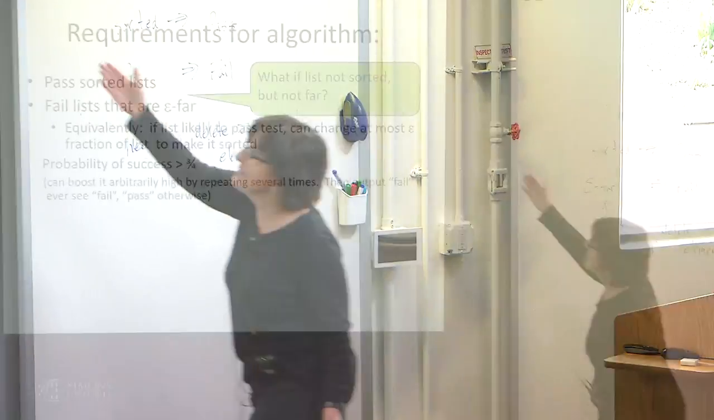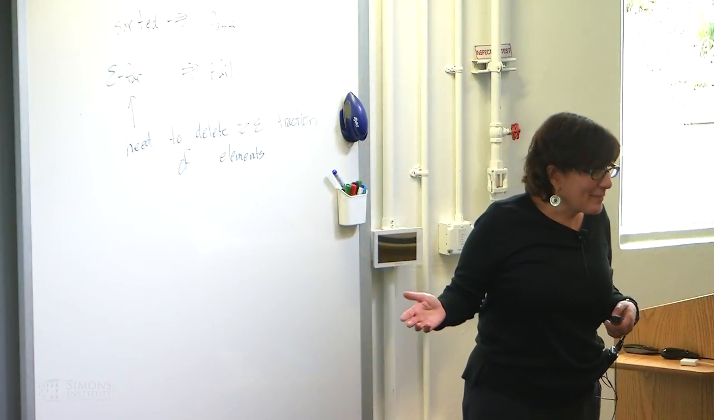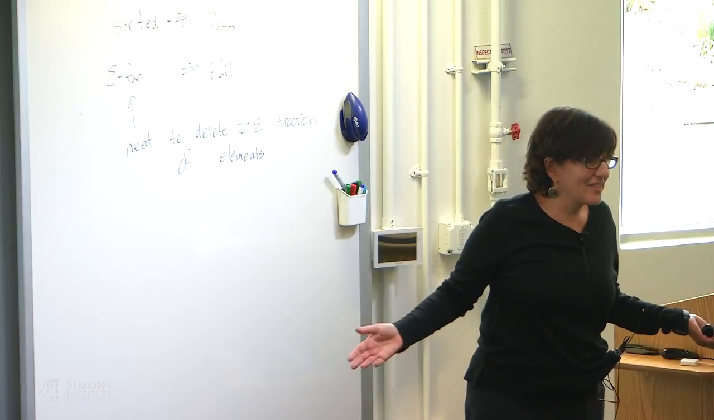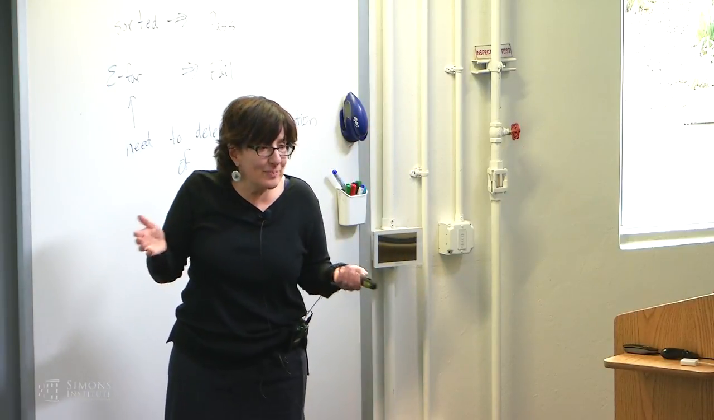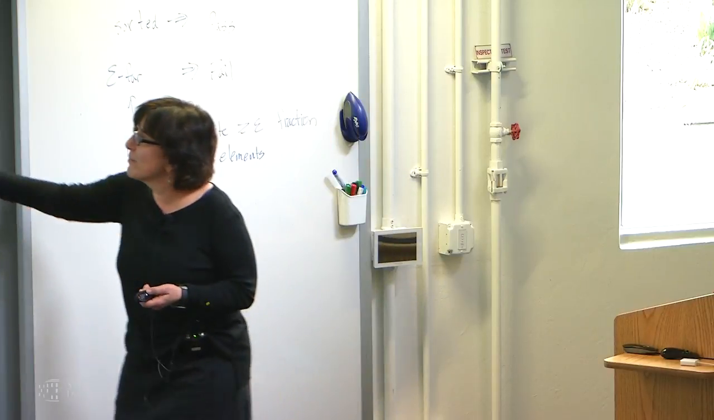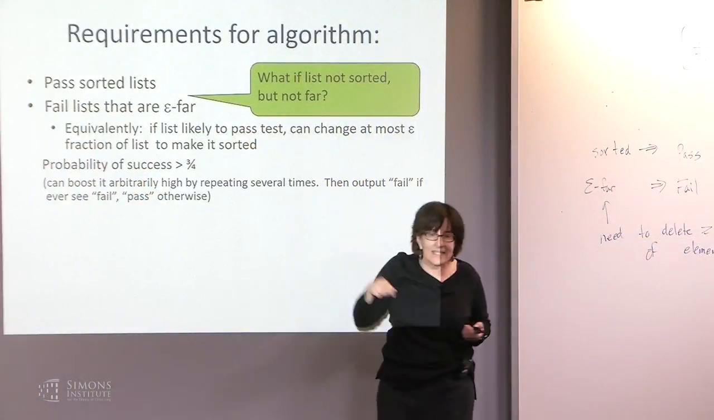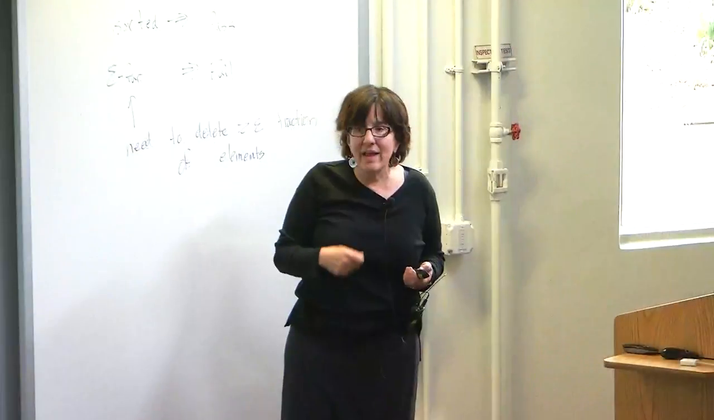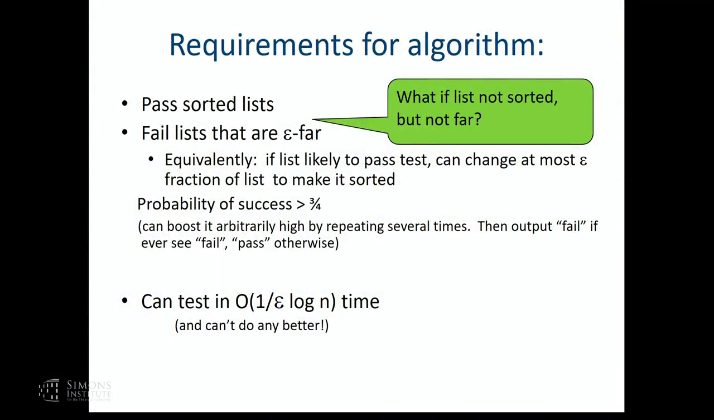Okay, so now remember, if the list is not sorted but not far, I don't really care. It's okay for me to say that it's sorted because it's not epsilon far. It's also okay for me to say that it's not sorted because it's not actually sorted. So in some sense, either way science progressed. Either I know that I'm close to being sorted or I know that I found a place where it's not sorted. So either way, I got some kind of information out of that. But I don't have to decide which type of information I get. For these guys in the middle, the fact that I didn't decide on them gives me this flexibility that allows me to get much, much faster algorithms. Okay, and it turns out we're going to be able to test this in 1 over epsilon times log n time, and you can't do any better.